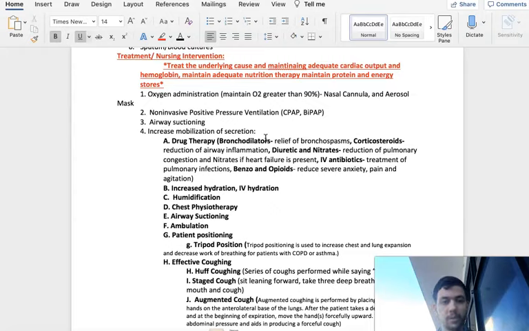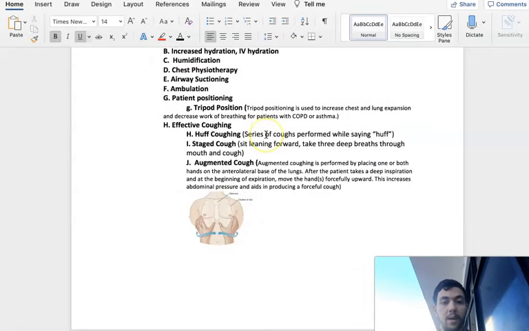Oxygen, of course, airway suctioning, and increased mobilization of the secretion. Drug therapy, of course, you're going to get bronchodilators, steroids, diuretics and nitrates, IV antibiotics, IV hydration, chest physiotherapy, airway suctioning, ambulation, all this kind of stuff that you do for a respiratory issue. You're going to need to do all these.